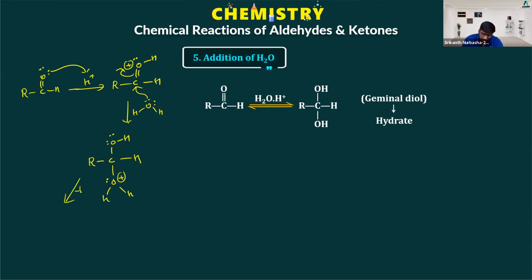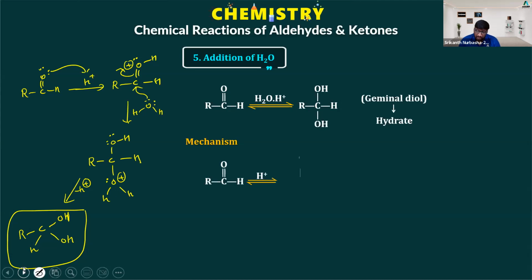Ultimately, it undergoes loss of H plus ion to form what? R, C, H, OH, and OH. You may ask, sir, two OH groups on the same carbon is unstable, but it is not, under all conditions. Whenever these two OH groups are present on the same carbon, it is mostly unstable, but whenever they are involved in intramolecular hydrogen bonding, then stability is gained.